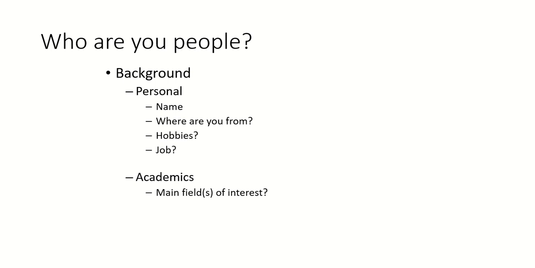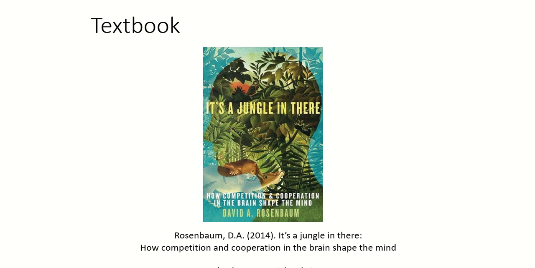The course itself is largely based on the lectures that I give, and I don't have any questions, quizzes, or tests that are not discussed in my actual lectures, but we do have a background textbook that covers those topics as well. And this textbook is actually written by my former PhD advisor, David Rosenbaum. It's called "It's a Jungle in There: How Competition and Cooperation in the Brain Shape the Mind." And you see it's from 2014.